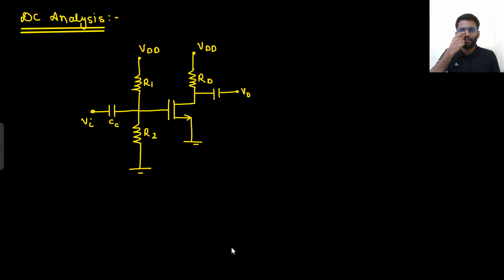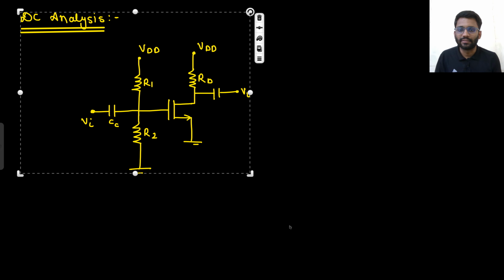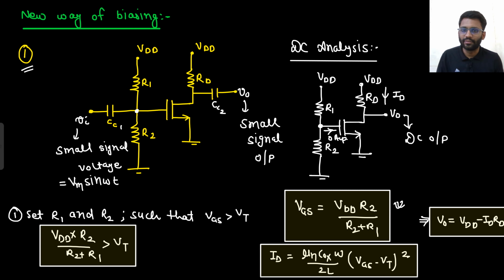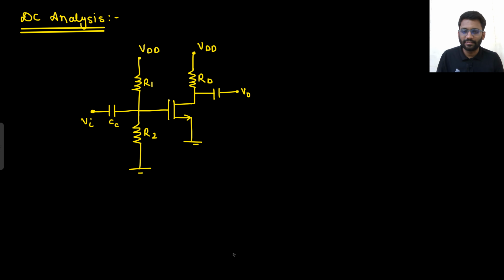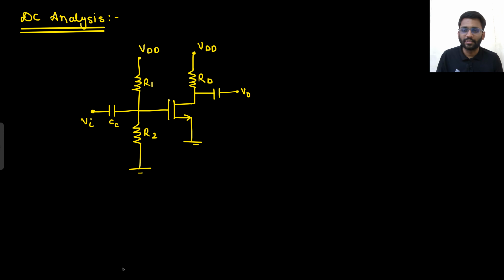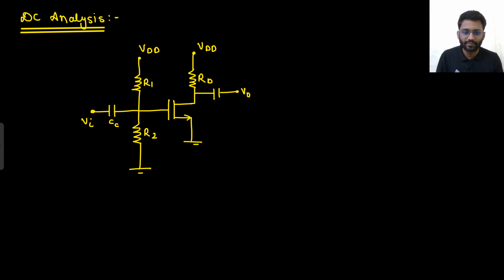Well and good. Let's do the, why it is written DC analysis. Let's do the AC analysis. Okay, DC analysis is done. We will do the AC analysis now. Small signal analysis or AC analysis.